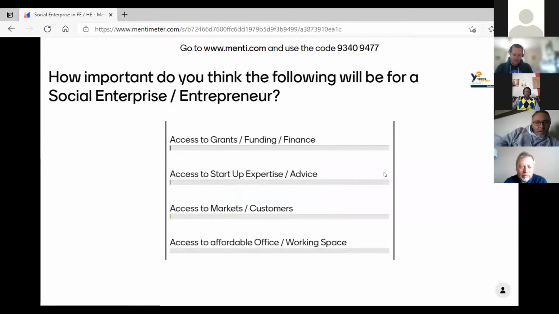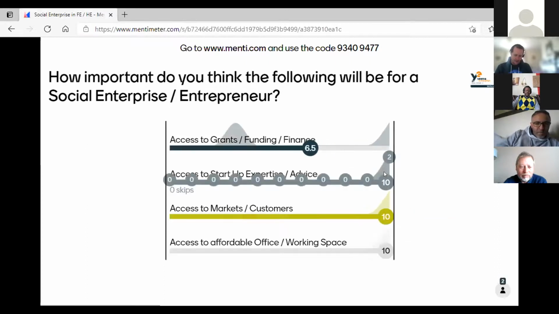Okay. Next question. You've heard a wee bit there from Peter about those factors that are helping a social enterprise. How important do you think the following would be for a social enterprise or an entrepreneur? You can use the sliding scale, 0 to the left being not very important and 10 to the right being what you think is very important. You can slide your scale up to that as you see fit.